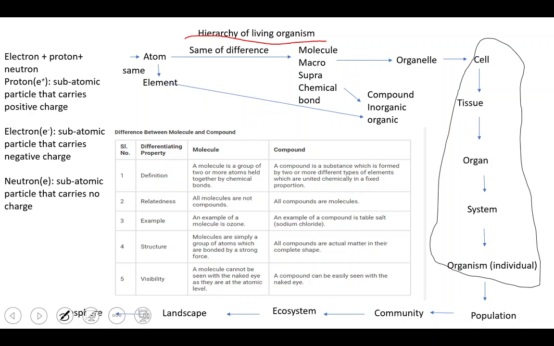In this scenario, we want to see what is the smallest entity that is present in the life of a living organism. Let me start from the smallest thing you ever think of. Look at this place. Electron plus proton plus neutron. The three things come together to form what we call atom. So that's the reason why we call electron, proton, and neutron subatomic particles.